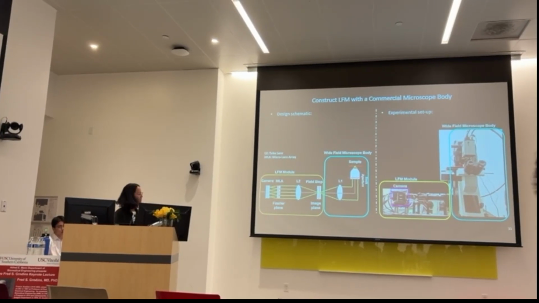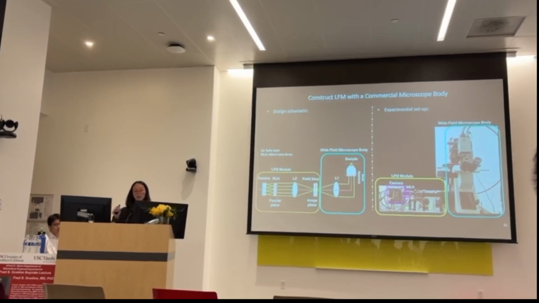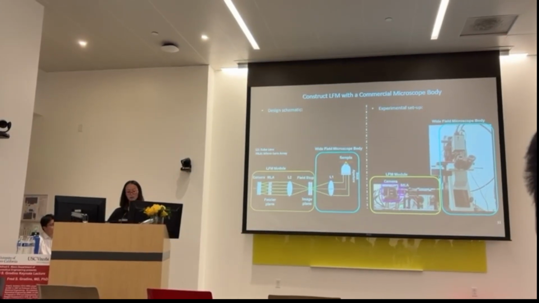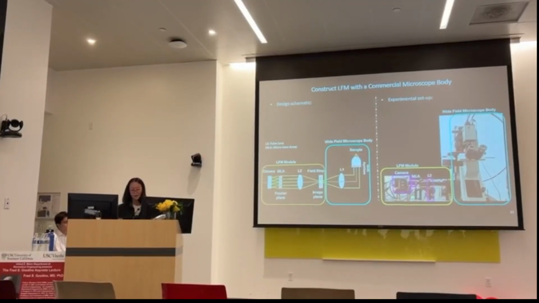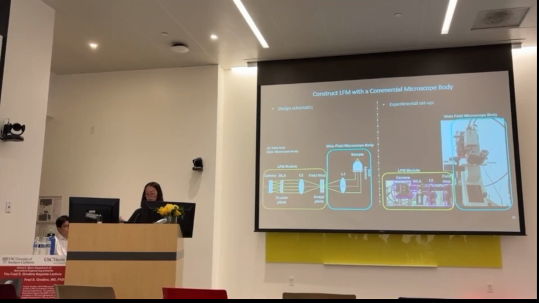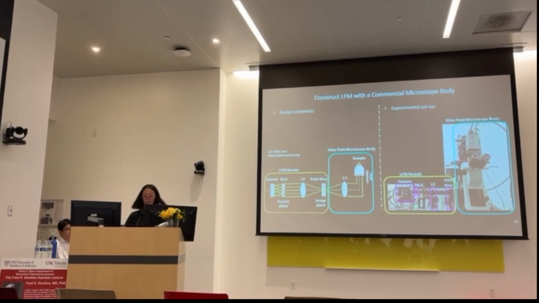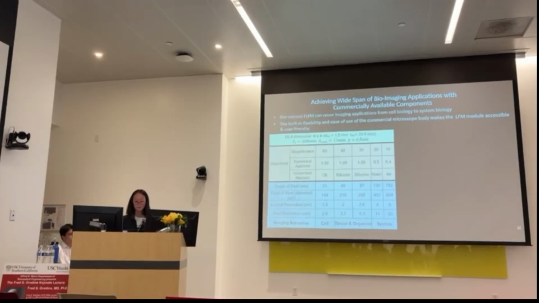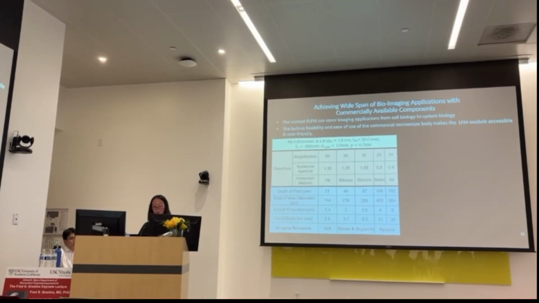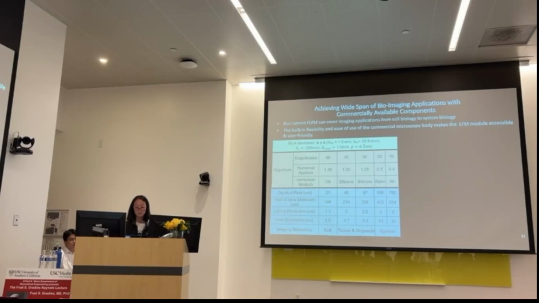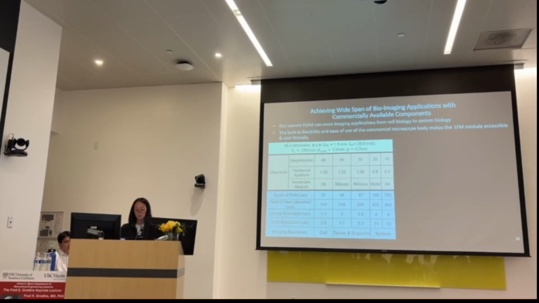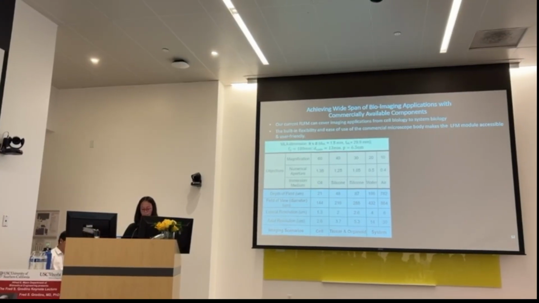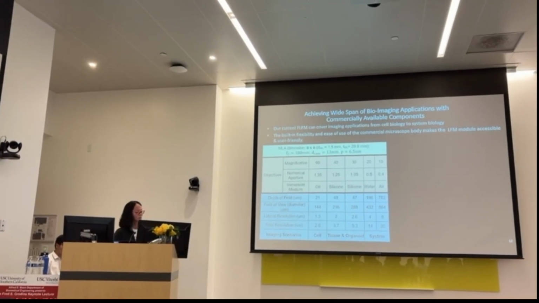You just need a camera, a microlens array, which is basically an array of mini lenses, to capture multiple angular projection views, a tube lens for a relay, and a field stop to control the field of view. All of them are commercially available. By using all commercially available components in the light field module, with the objectives we have in the lab from 60x to 10x, we were able to achieve imaging applications from cell biology to systems biology.